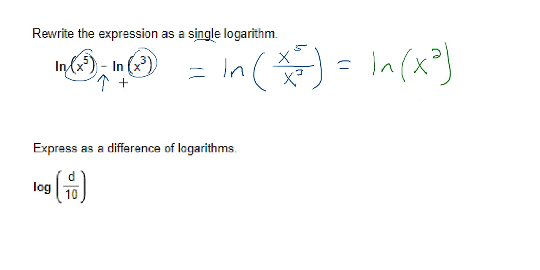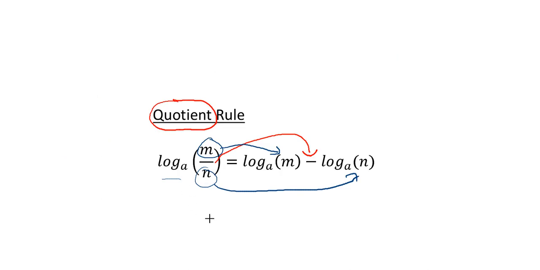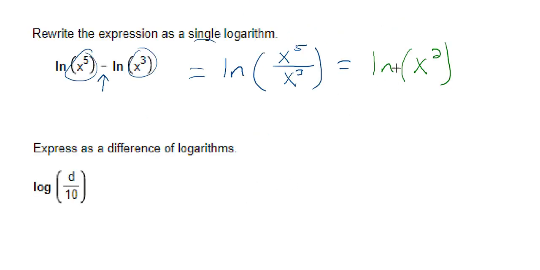The reason I didn't explain it like I did on the first one, but the reason this rule works the way it does is because when you're dividing two things like x to the 5th power divided by x to the 2nd power, you subtract the exponents. That is why we are subtracting the logarithms, because the logarithms are representing the exponents there. All right, and so we end up getting this. Natural log of x squared.